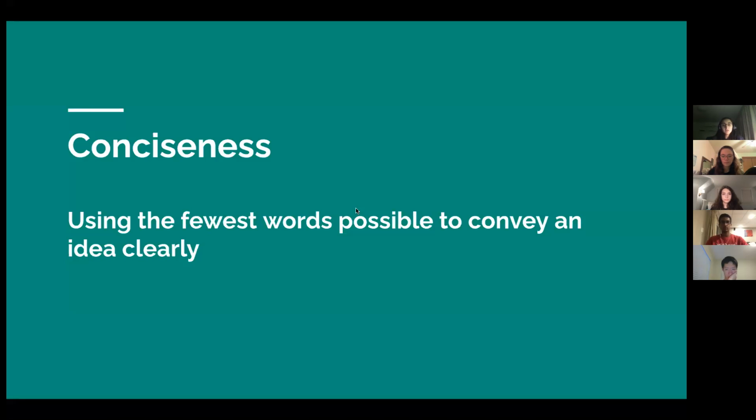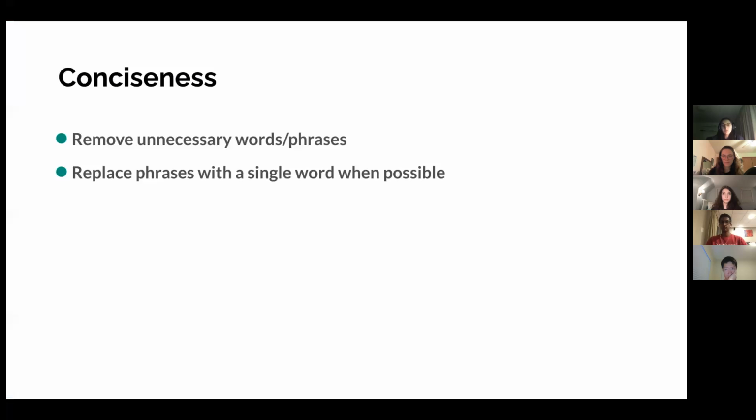So the second C for academic presenting that I'll be talking about is going to be conciseness, which is achieved by using the fewest words possible to express an idea clearly. So to make sure that what you're saying is concise, it's important to follow these 2 points. Remove unnecessary words or phrases and replace phrases with a single word when possible.